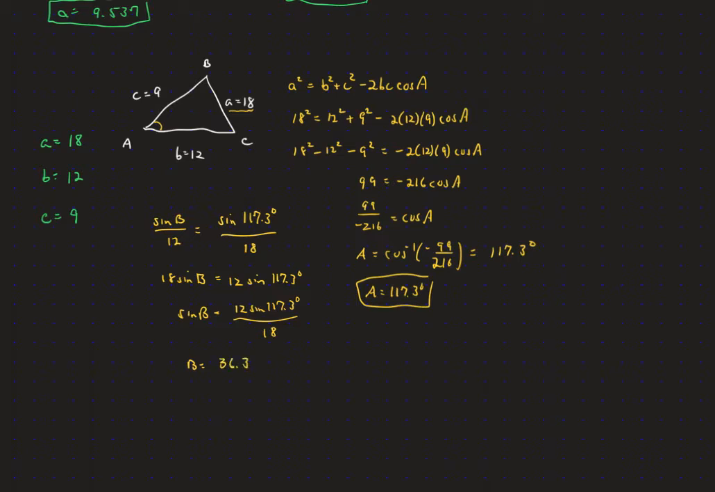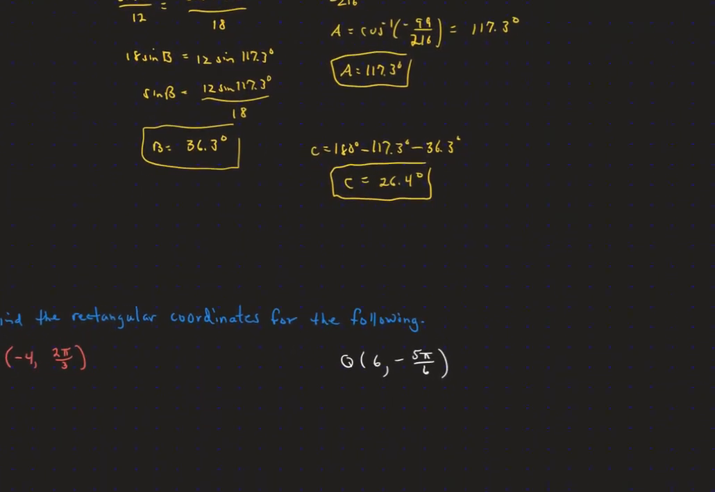So 36.3 degrees. And then once we know A and B, we can get angle C by subtracting from 180. So we will subtract these other two, and so our angle C will be 180 minus the 117.3 minus the 36.3, and that looks like 26.4 degrees. So we just don't want to find the biggest angle using law of sines.